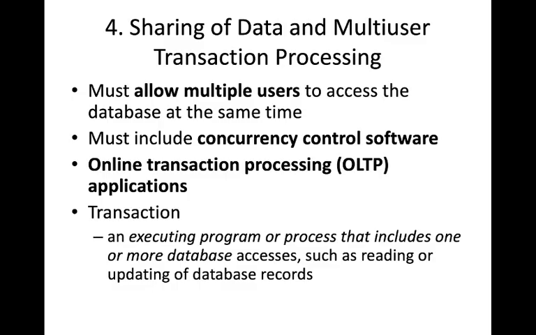For example, if you take an e-commerce site and you are trying to buy a mobile, one person will be trying to buy a mobile, one person would have added it to the cart, some person will be deleting the item from the cart, and some person will be making a payment on that mobile. All these are known as online transaction processing. So we should have some concurrency control software in the database. Our database should support sharing of data and multi-user transaction processing.